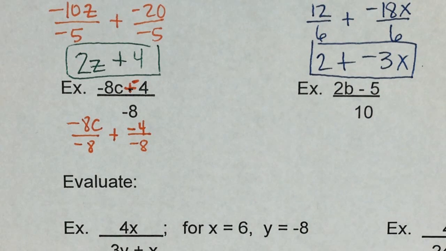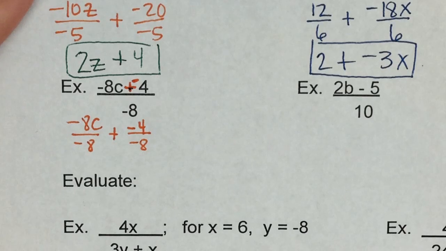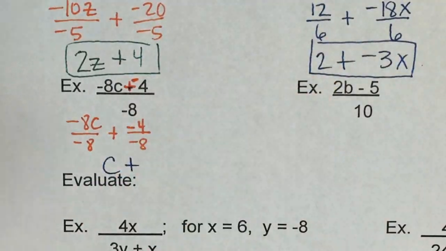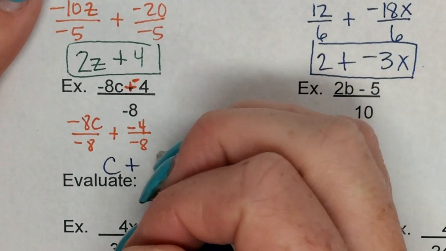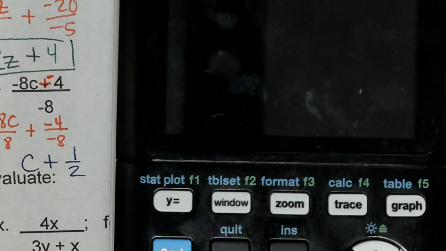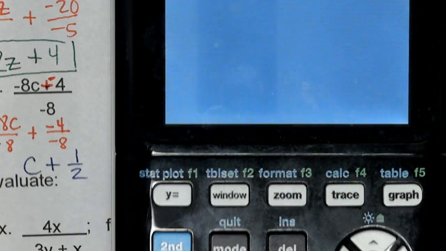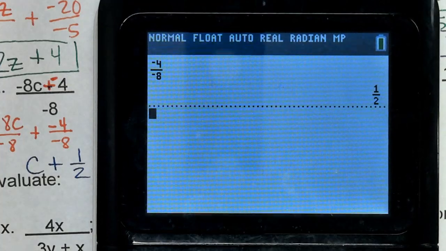What is any number divided by itself? 1. So it kind of just cancels out. And 1 times c is c. Do I have to write the coefficient 1? No, but I can. I can put 1c, or I can just put c plus. Negative 4 over negative 8 is 0.5. But what do I want it as? A fraction. So simplified, it becomes 1/2. And you do know that the calculator will do that for you, right? So if I go to alpha y equals and I put in negative 4 over negative 8 and I hit enter, it will simplify that fraction for me.